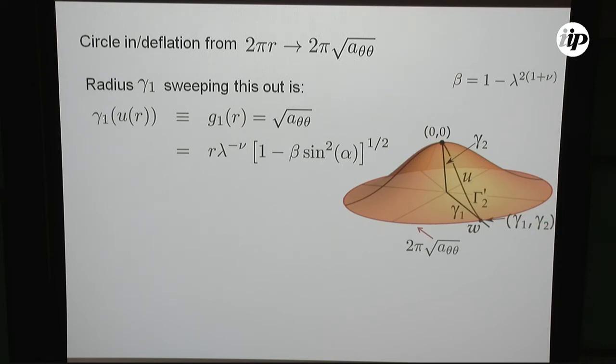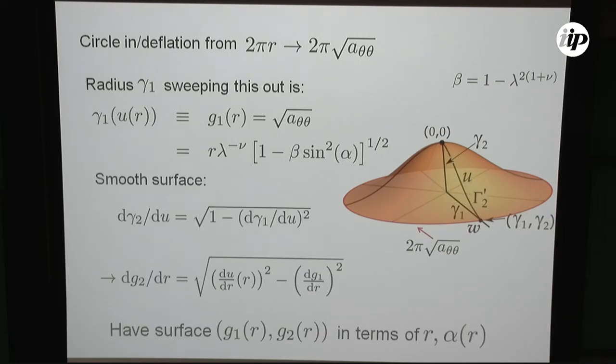So I could say that gamma 1, which is a function of u, from the surface parameterization, is just some function g1 of r, because it's ultimately a function of r, since I know the connection between U and R, and it's just equal to root A theta theta. And I know what root A theta theta is. It's just one of the elements of the metric tensor. I put that in, and so I've got gamma 1 as a function of R. Gamma 1 lives on this space, which is defined by U, but I've mapped between the two.